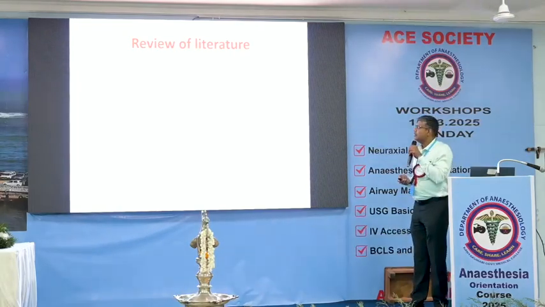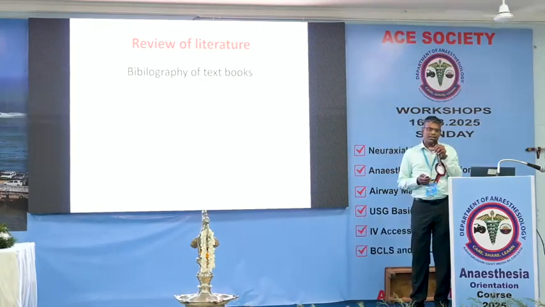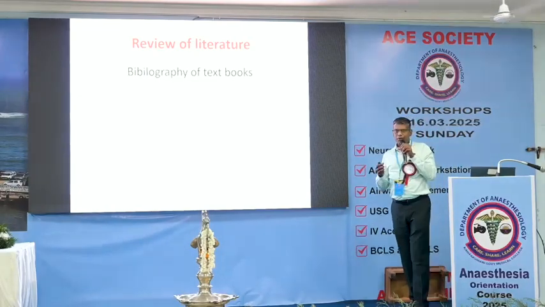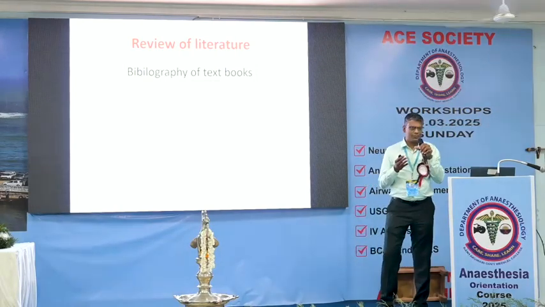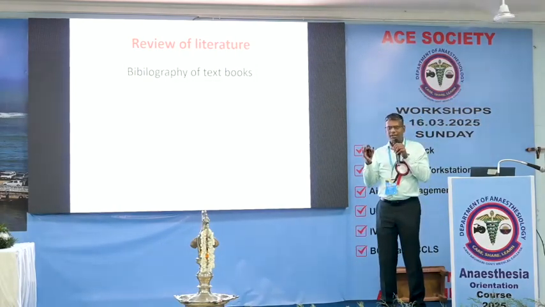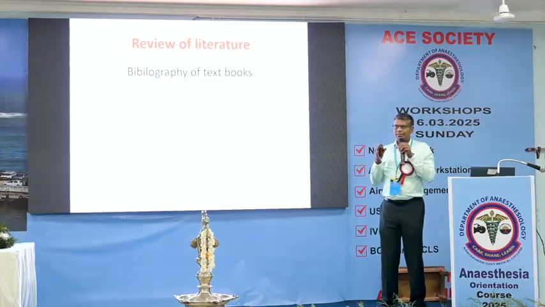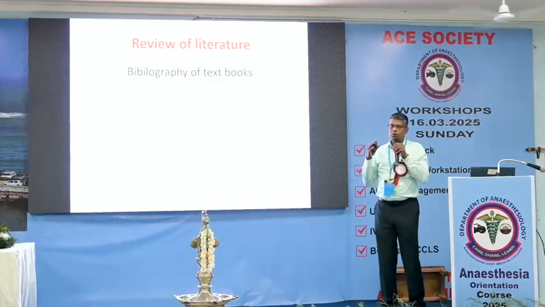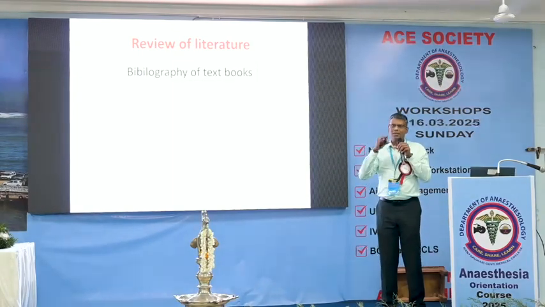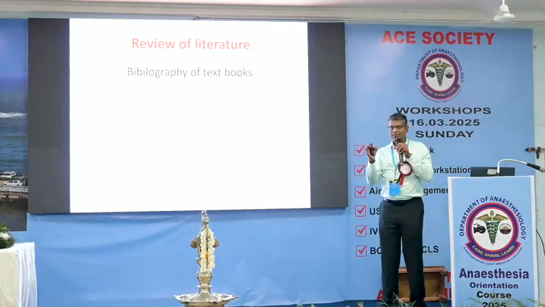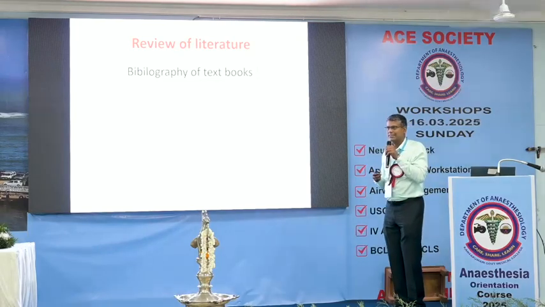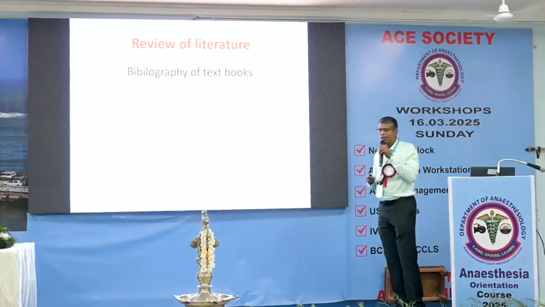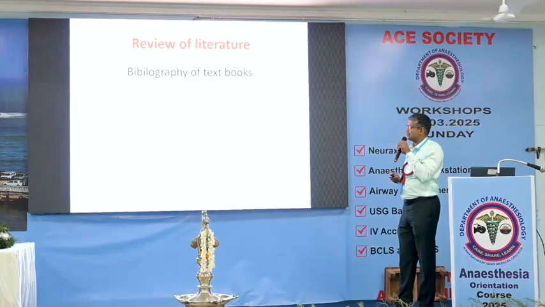So basically, how do you start? You first start with the bibliography of a textbook. If you look for a particular topic in which you want to do research, then go to the particular chapter of a standard textbook. Let us say you want to do a study on spinal anesthesia, go and open Miller's textbook, go to the spinal anesthesia chapter, and go through the list of references published at the end of the chapter. From there on, you can start reference chasing and see the journals. From there on, you can go on searching for articles related to it.